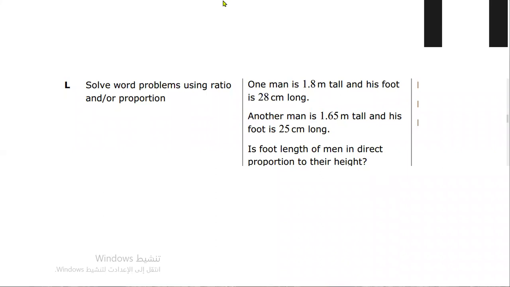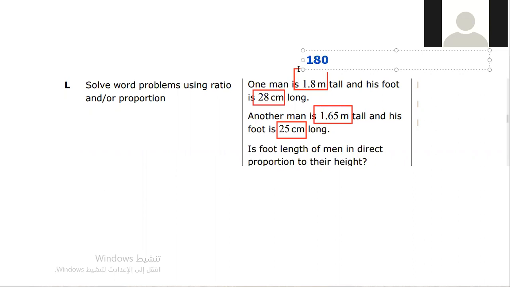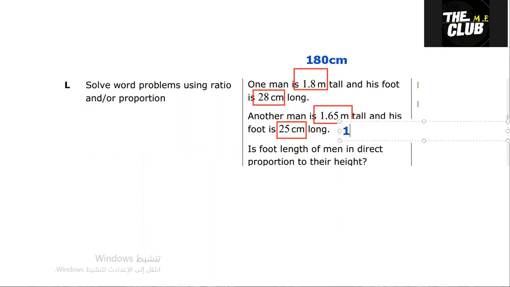Mister, first thing we make the units the same. Okay, we make them the same units. This one is 180 centimeters and the other is 165 centimeters. So we want to make them centimeters. So this one is going to be 1.8 times 100, so 180 on this one, and 165 centimeters.